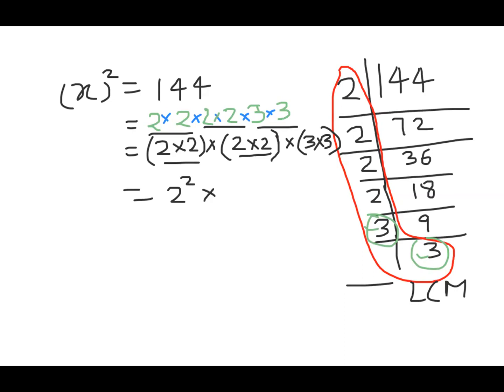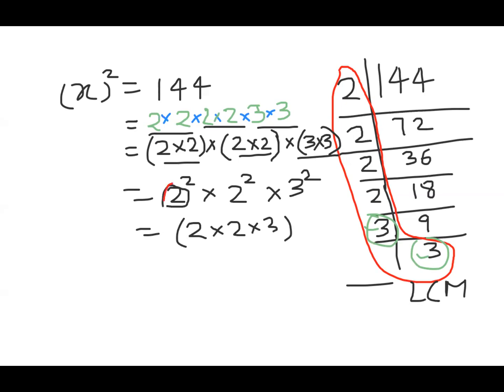Similarly, this 2 multiplied by 2 can be written as 2 square. And this, 3 square. There's no issue in writing them like this also. We put all these three numbers together in a bracket, and put a square sign outside the bracket. There's no issue in writing them like this also.